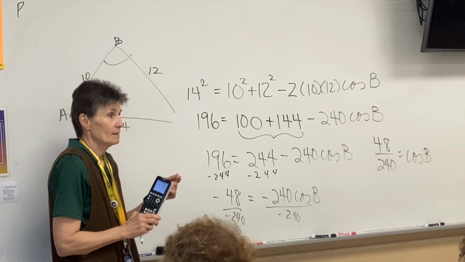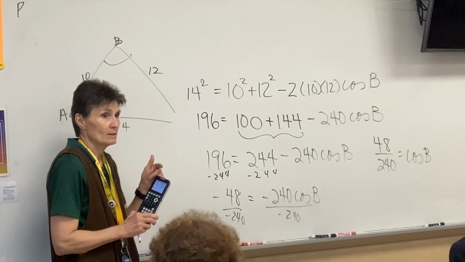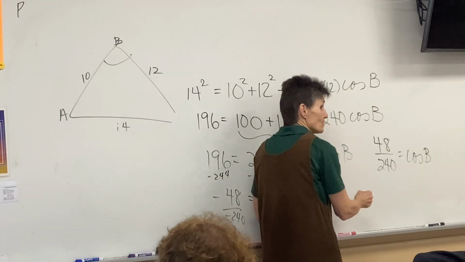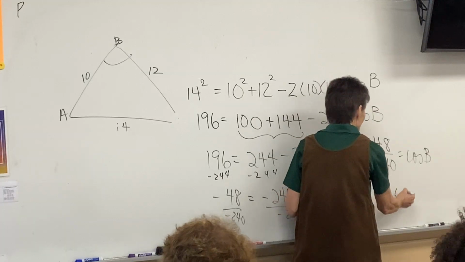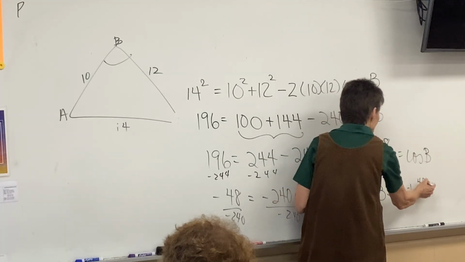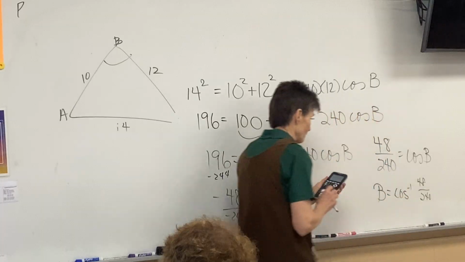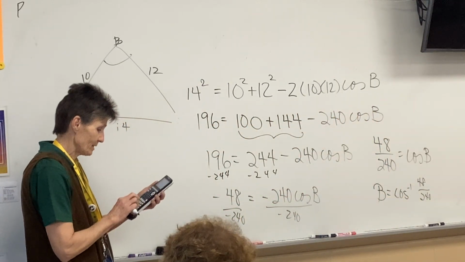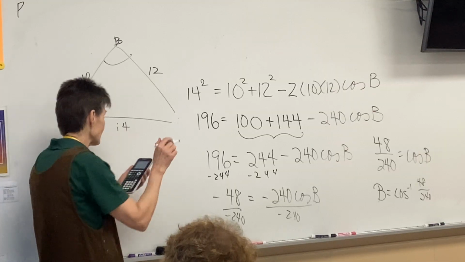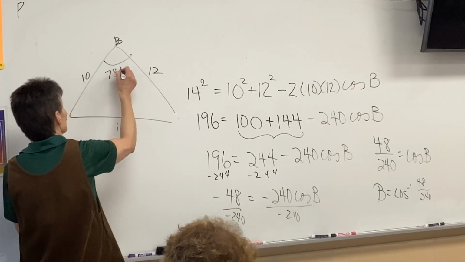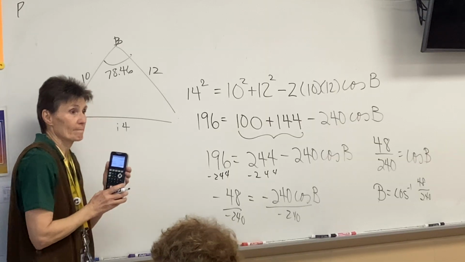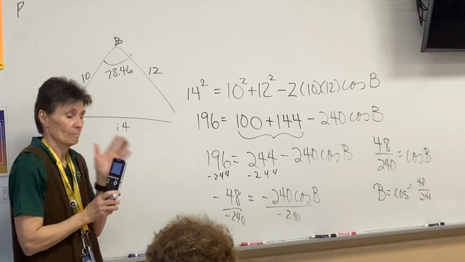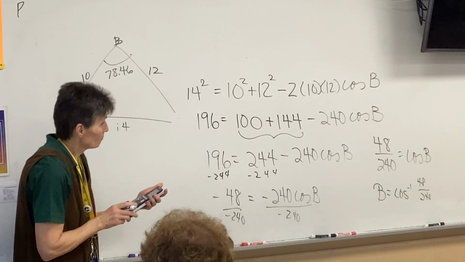Wait a minute. I'm trying to find an angle, right? So what do I type in? I'm trying to find an angle. Inverse. So B will be inverse cosine 48 over 240. So second cosine 48 divided by 240. Did you get 78.46? Yeah? No? That's what I got.